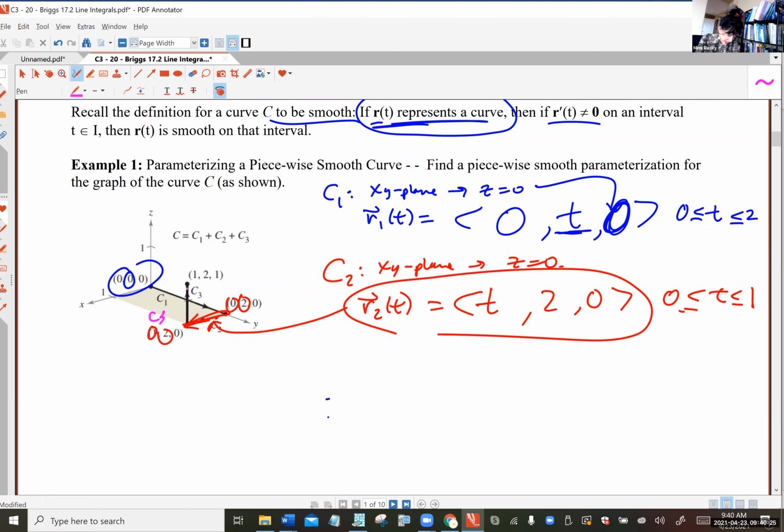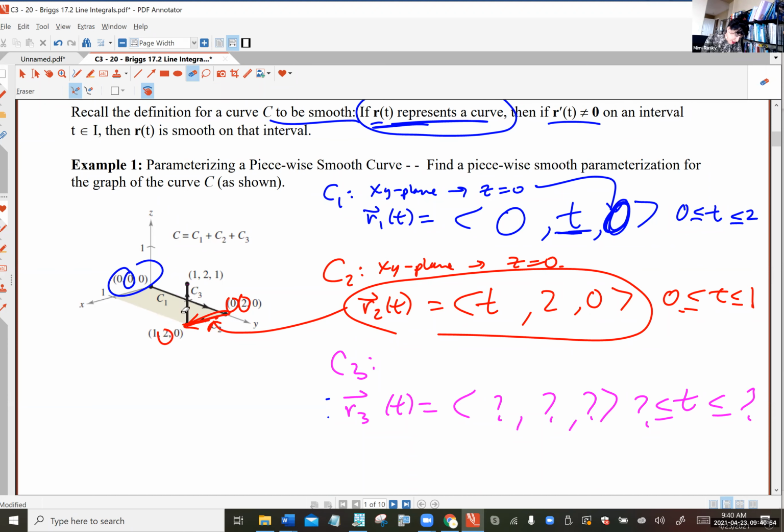And last but not least, let's do the third curve. It's where you strap on a jetpack and whoosh, take off from Earth, baby. C3, shooting straight up. So I hope you can see that the Z is not going to be 0 now. Oh, no. So we'll call this R3 of t. We need to fill in these blanks. And we also need to figure out the range for t for that vector valued function to match that piece of the curve. So what are we looking at here? If I look at the starting and stopping, it starts at 1, 2, 0 and ends at 1, 2, 1.